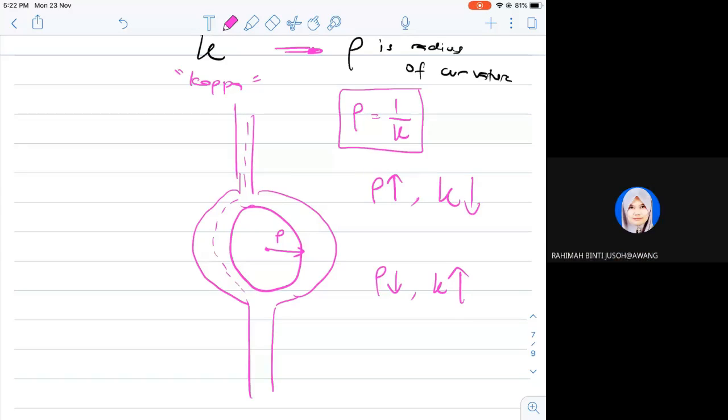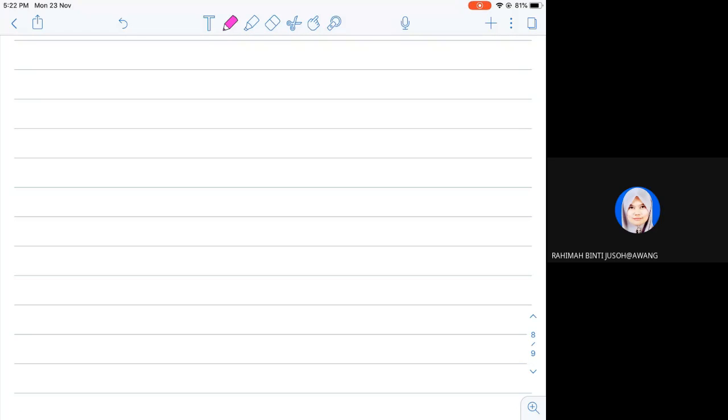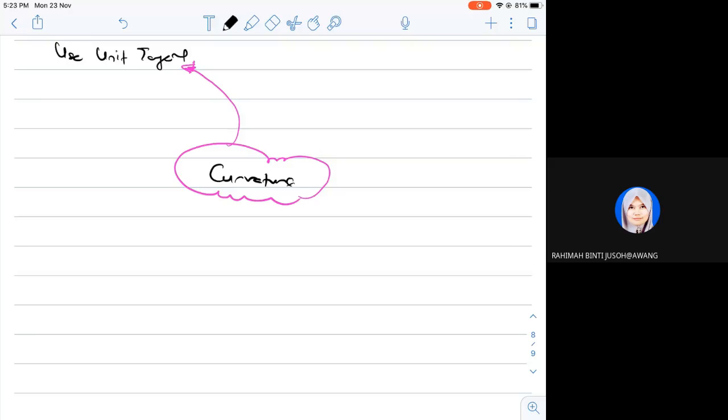Okay, good. Now, for curvature, we have more than one formula. Let me write this again. Curvature. Number one, use the unit tangent vector. Formula number one: curvature is equivalent to the magnitude of T prime t divided by the magnitude of r prime t.